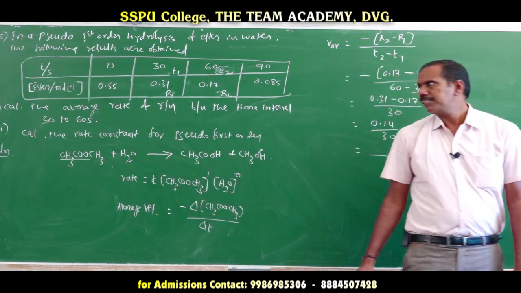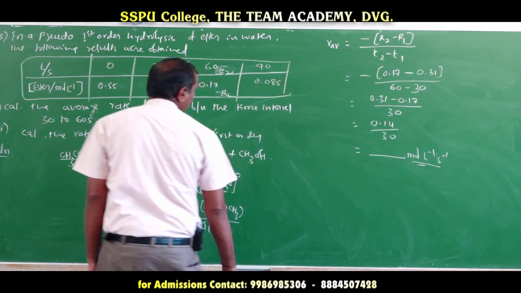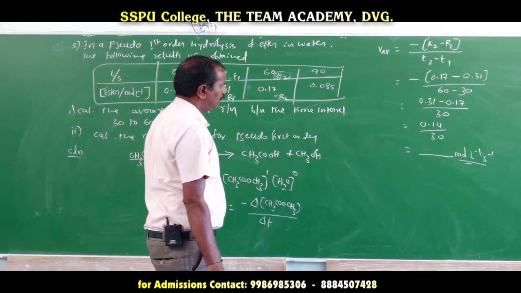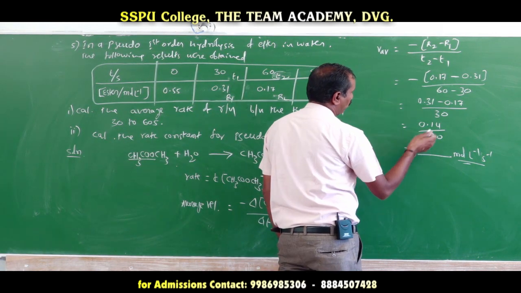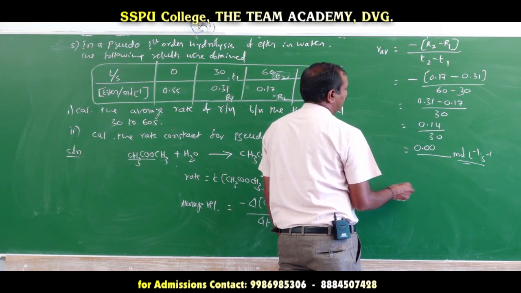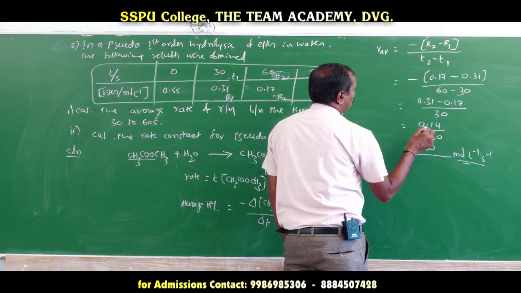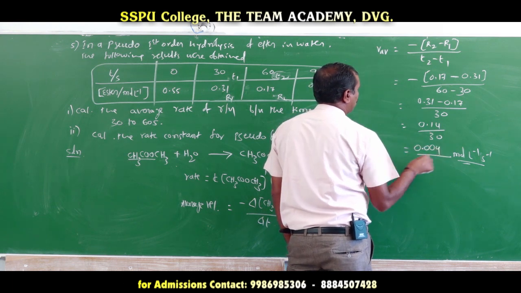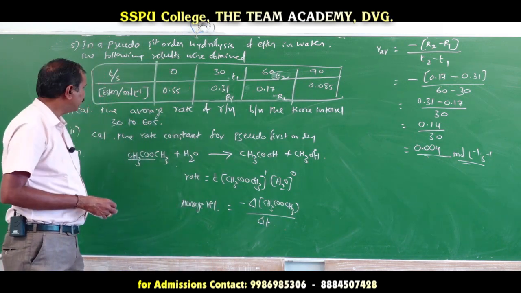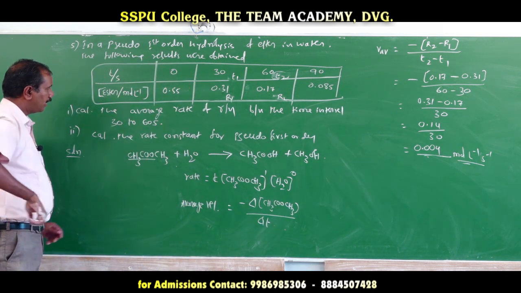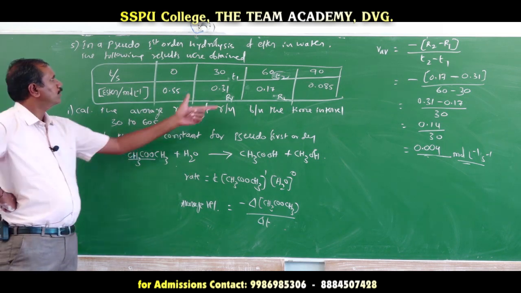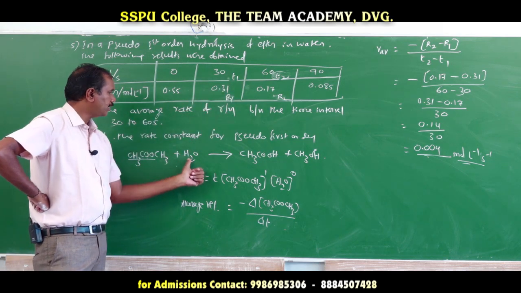Okay. Next. 0.14 by 30, what does that mean? 0.14 by 30, 140 by 30, nothing but 0.004 mole per liter per second. Yes. So we should calculate the rate of reaction between the time interval of 30 to 60. This is the hydrolysis of methyl acetate.